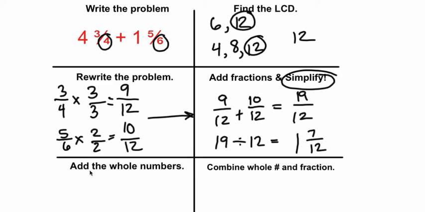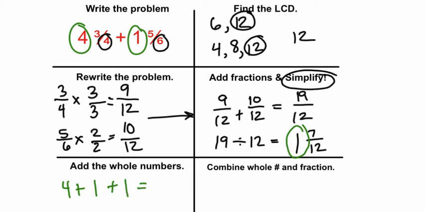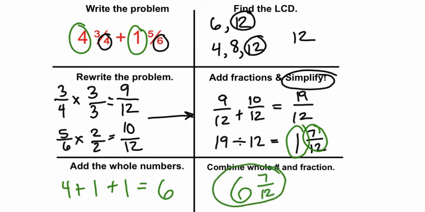Okay, let's go to this square where we're going to add all of our whole numbers. So looking through our problem, we have a 4 plus a 1 plus, in our simplified version over here, we have another 1. 4 plus 1 plus 1 is 6. So let's combine what we've got. 6 and 7/12. And that's our final answer, all simplified and perfect.